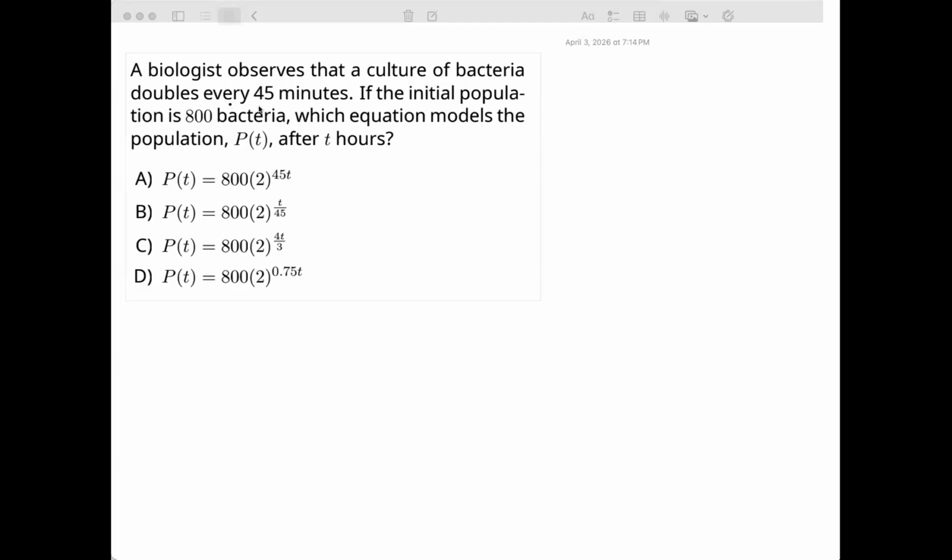So here, it doubles every 45 minutes, right? This is T hours, right? So basically you want it as hours. So 800 is the starting point, and the base is 2, it doubles. But then the exponent has to be in hours. However, they want it after T hours, right? So 45 minutes you have to convert it. 45 minutes means how many hours? 45 by 60. So this will be your exponent, which is 4 by 3. So that maps to C.